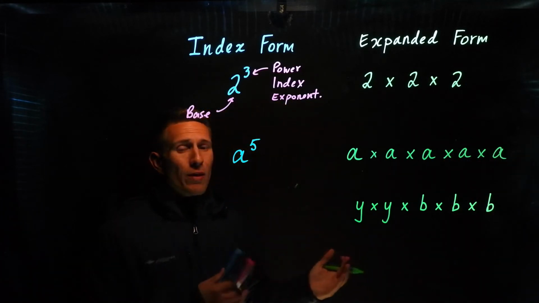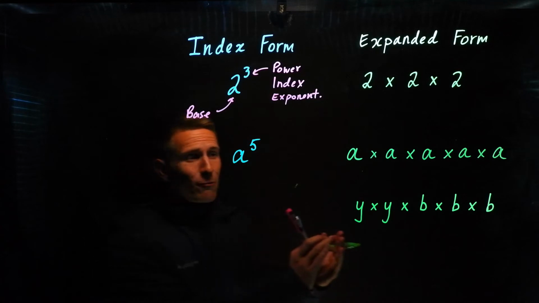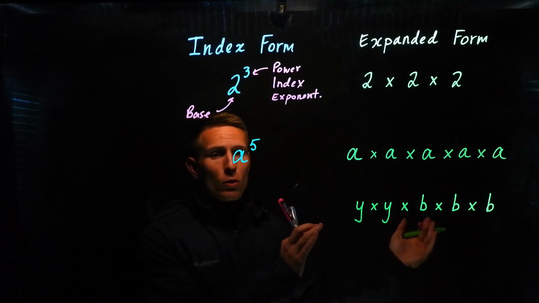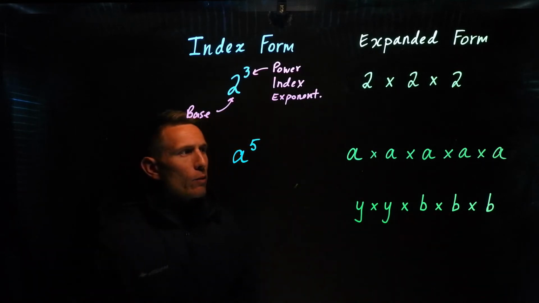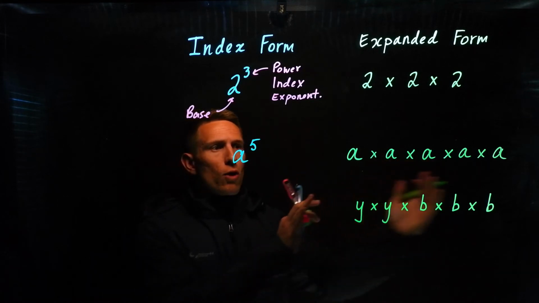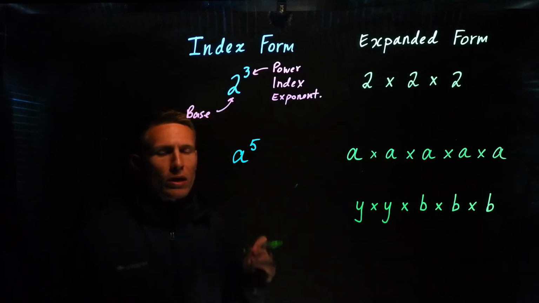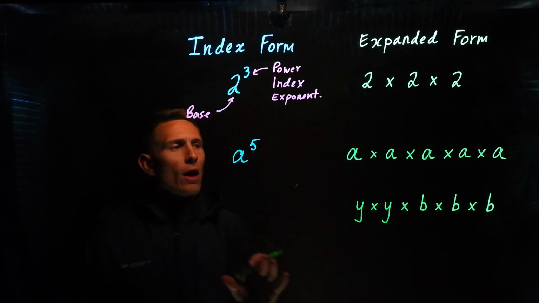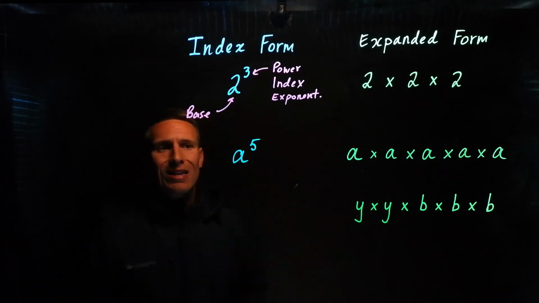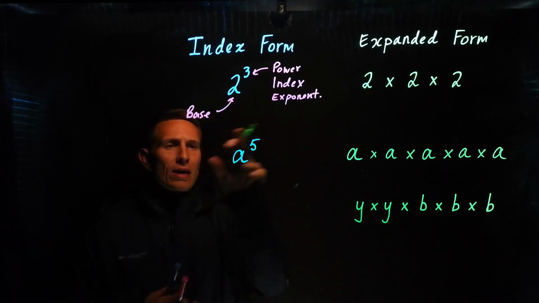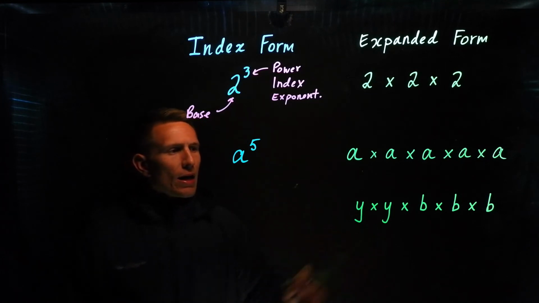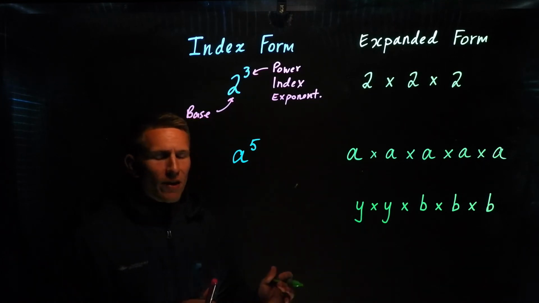Now you can see why we have index form, because imagine if we've got a to the power of 10 or 20 or 30, okay, we'd be taking up our whole book just writing out this expanded form. So it's really important that you know how to move, okay, from expanded form into index form and what the index form represents.